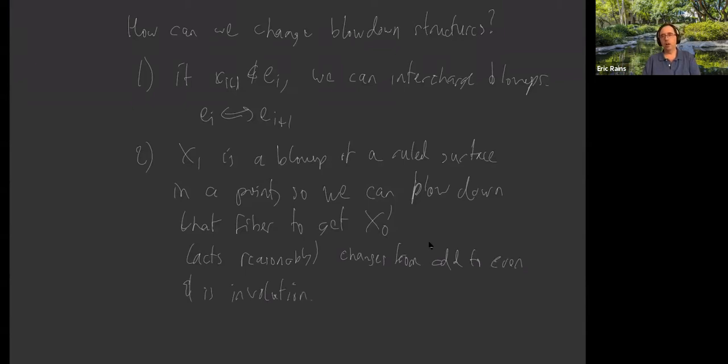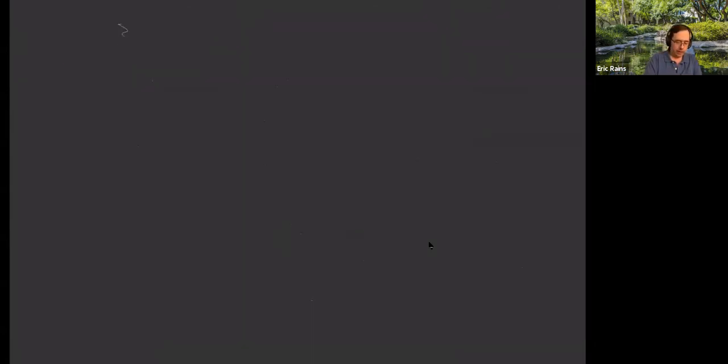So in other words, all I'm saying here is that if you blow up a point of a ruled surface, it's a blow up of a ruled surface in two different ways. And so we can swap those two ways. Okay. And then finally, if x naught is P1 cross P1, we can swap the rulings. And this acts by swapping S and F in our basis.